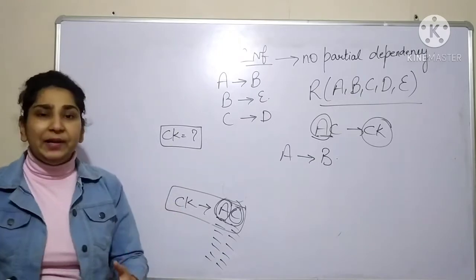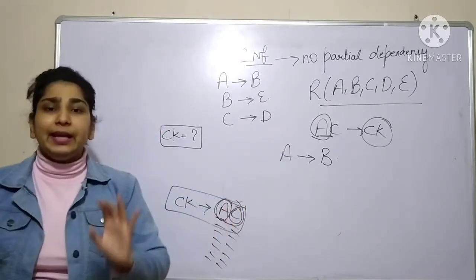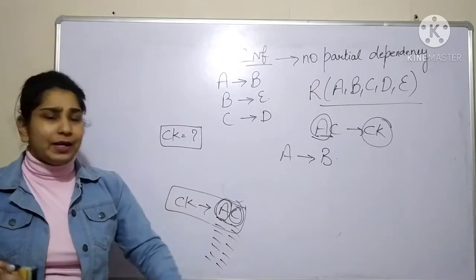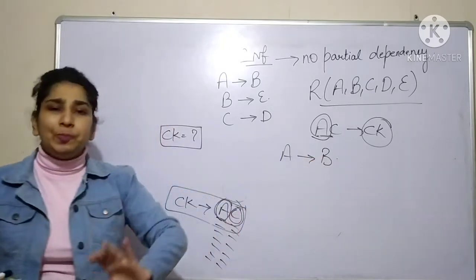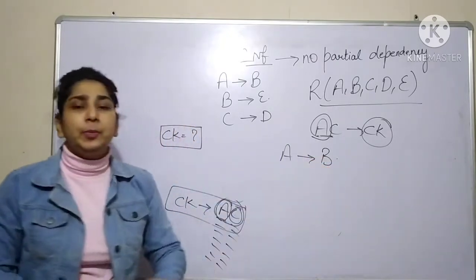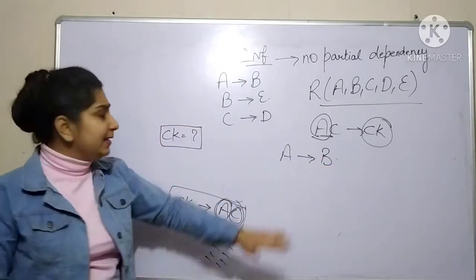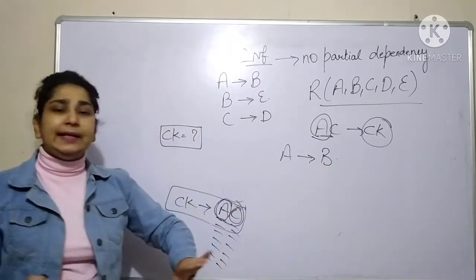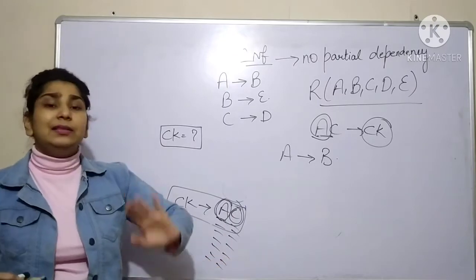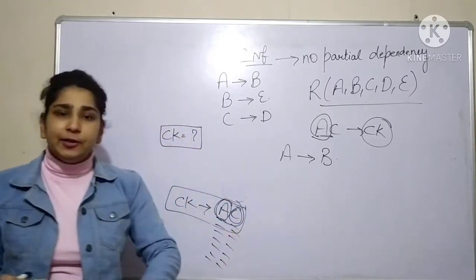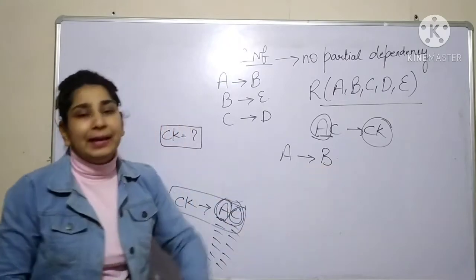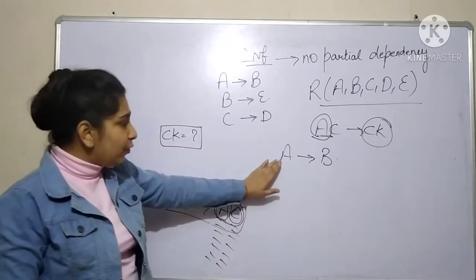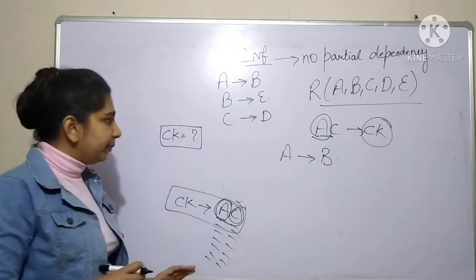Wherever you see duplicated values in attribute A, at the same positions, at the same locations, you will find the duplicated values in attribute B because A is determining attribute B. Wherever you find duplicated values in A attribute, the same positions you will find the duplicated values in B attribute. Okay, so with the help of A, I am determining attribute B.